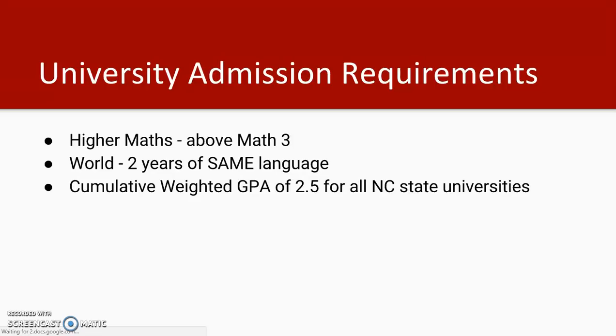Making C's, D's, and F's can jeopardize chances of acceptance. Please note that a cumulative weighted GPA of 2.5 is required for acceptance at all state universities in North Carolina. Please note that this is a minimum GPA requirement. A competitive GPA is often much higher than a 2.5. Academic merit scholarships require much higher GPAs.